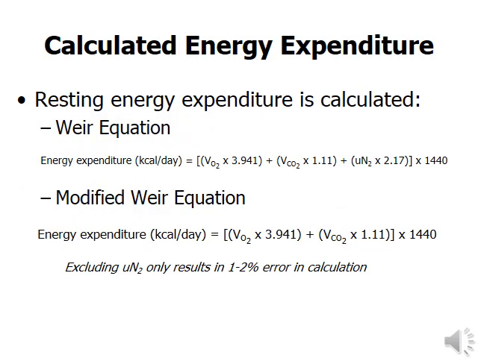After determining VCO2 production and VO2 consumption, total average daily energy expenditure expressed in Kcal per day can be calculated using the Weir equation, as seen at the top of this slide. Note this equation utilizes urinary nitrogen. Urinary nitrogen collection is often difficult to obtain accurately in the clinical setting. Therefore, a modified version of the Weir equation has been produced. This is what's typically used by indirect calorimeters to determine resting energy expenditure, as excluding urinary nitrogen only results in a small error in calculation, only 1 to 2%, which is not clinically significant.